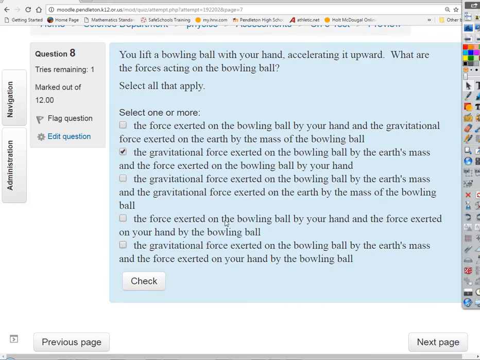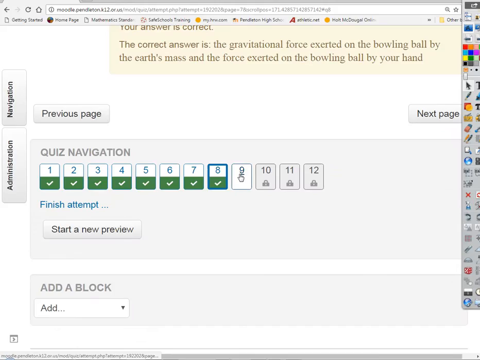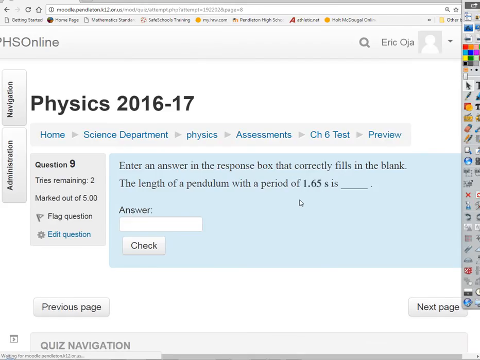Anything else? Nope. Those are all action-reaction pairs, aren't they? Yep, that's it. So if it doesn't say action-reaction pairs, don't put action-reaction pairs? No, they just wanted only the forces acting on the bowling ball. What I would recommend is to think of it in terms of a free body diagram. If you drew a free body diagram, what would all the arrows be? You're just identifying what the vectors would be.